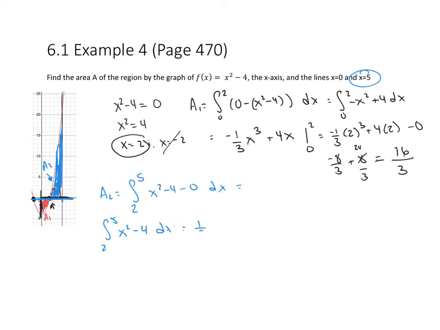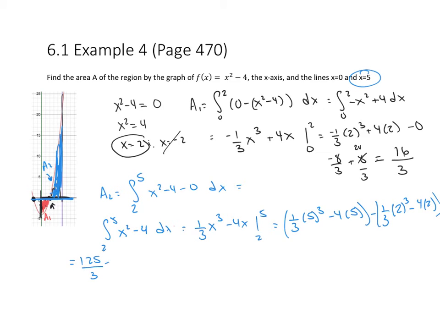So that's 1/3 x cubed minus 4x between 2 and 5. 1/3 times 5 cubed minus 4 times 5, minus 1/3 times 2 cubed minus 4 times 2. All right, let's simplify that. So we get 125 over 3 minus 20 minus 8 over 3 plus 8.